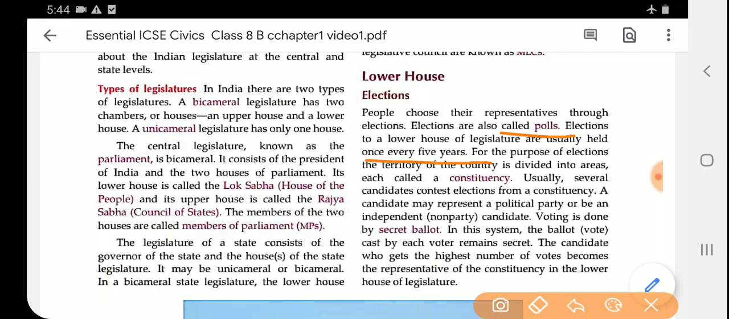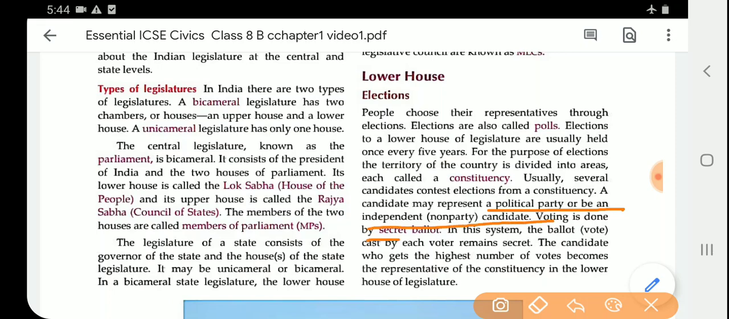For the purpose of election, the territory of the country is divided into areas. Each is called a constituency. Okay, now territory, region, province. Okay, it is divided into areas, each called a constituency. Okay, usually several candidates contest elections from a constituency. The candidate may represent a political party or may be an independent non-party candidate.